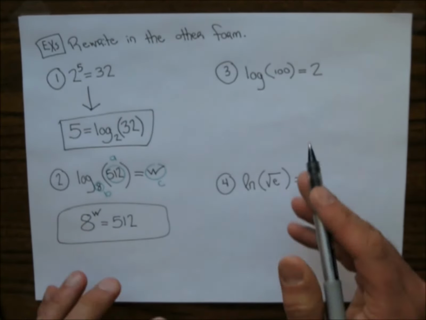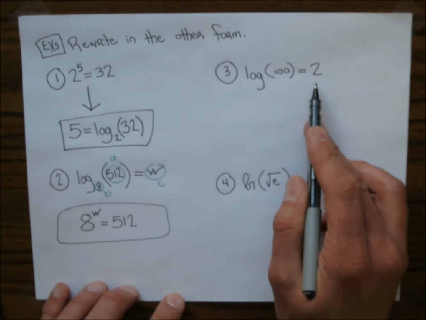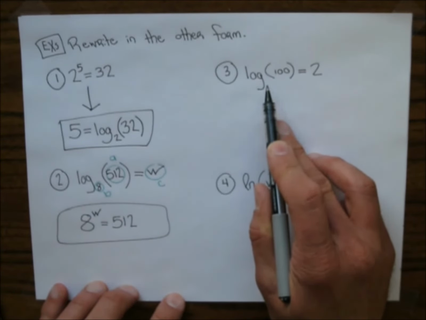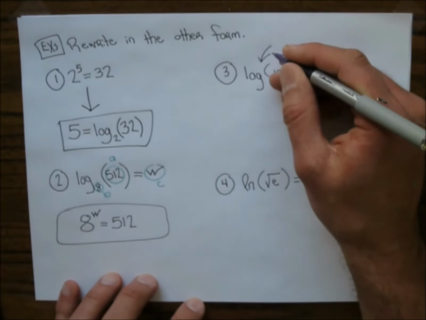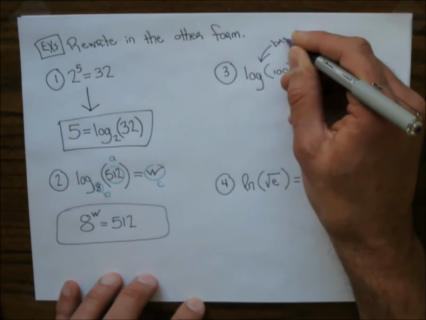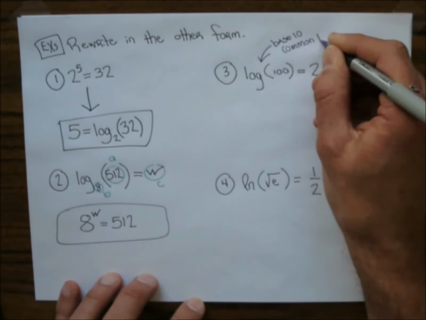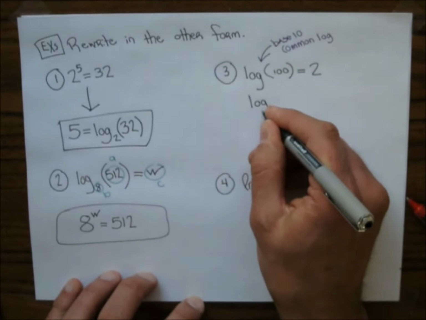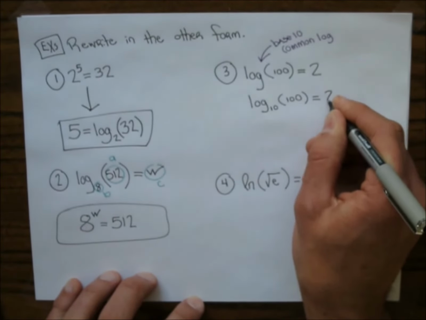Okay, so problem number 3 says log 100 equals 2. Now there seems to be something wrong with this problem, or something missing, and it's the fact that there is no base written there. When there's no base written there, this logarithm has a name, and it has a base. When there's not a base written there, it is base 10, which is called the common logarithm. I'll just say common log. And so when you get that, it really says log base 10 of 100 equals 2.